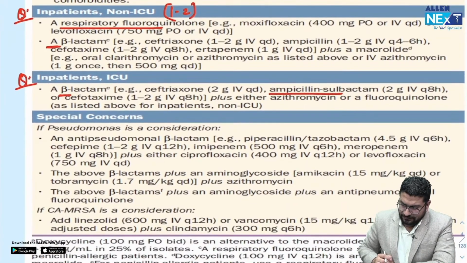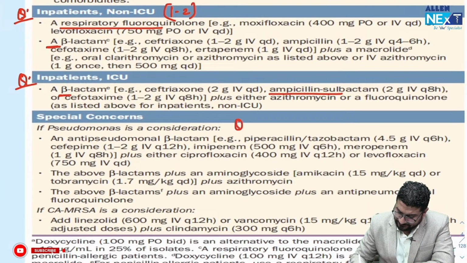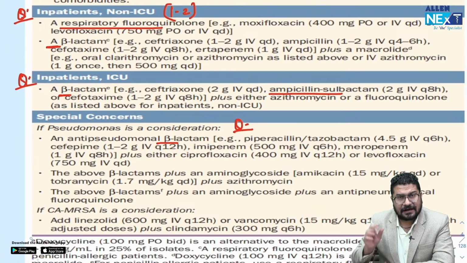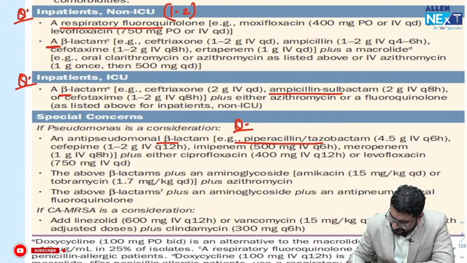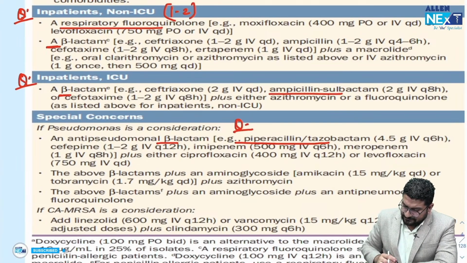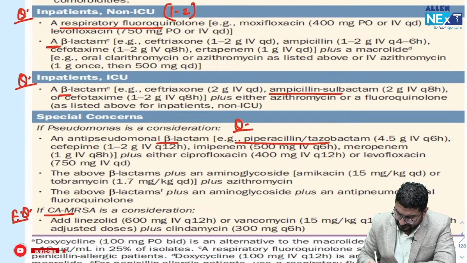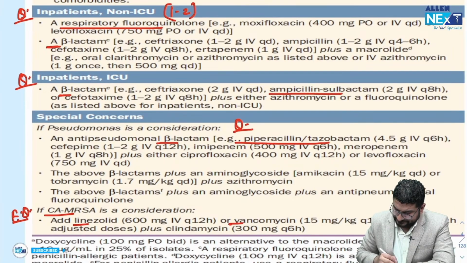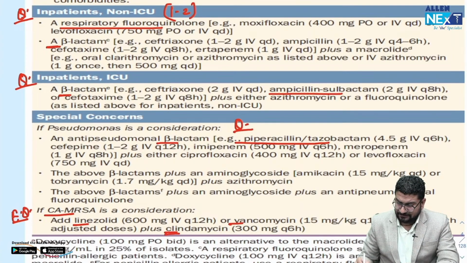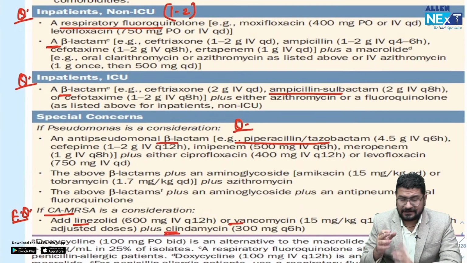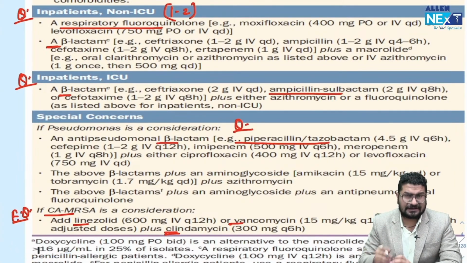Sometimes they can ask a question, and this also came in the exam: if pseudomonas is a consideration, then we use a beta-lactam acting on pseudomonas, which we call anti-pseudomonal penicillin, like piperacillin-tazobactam. These are the MCQs they ask again and again. The expected question from this list is, if MRSA is considered, we add linezolid or vancomycin plus clindamycin. Remember this. In the past 3 attempts they asked 3 different questions, so this will be the 4th expected question from this topic, treatment of pneumonia.